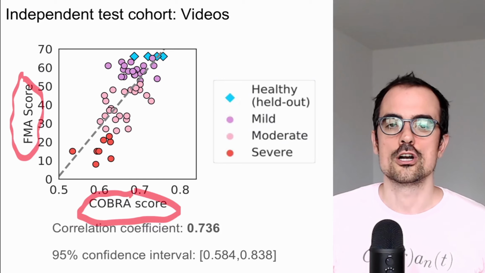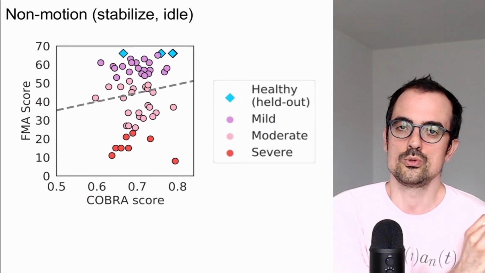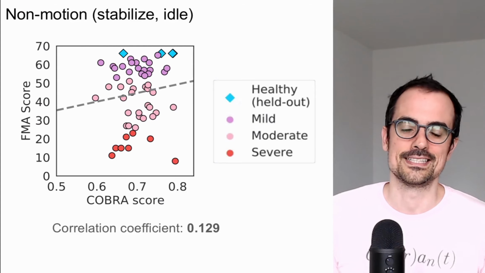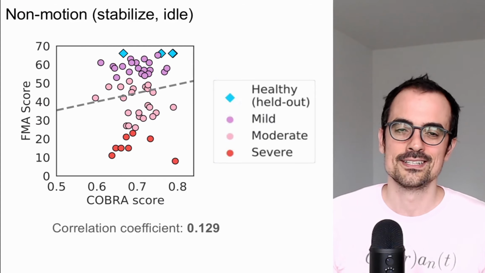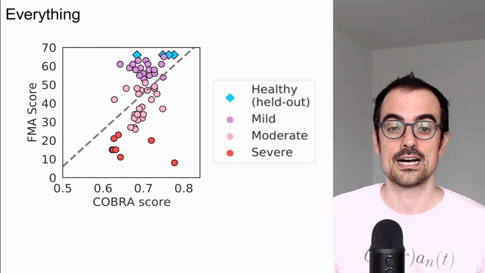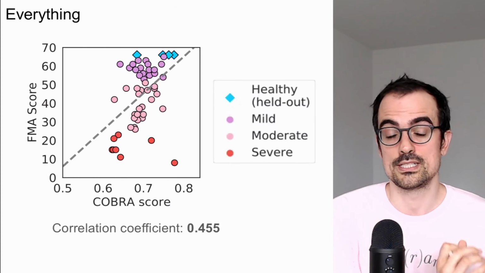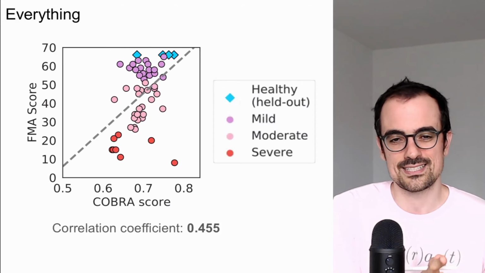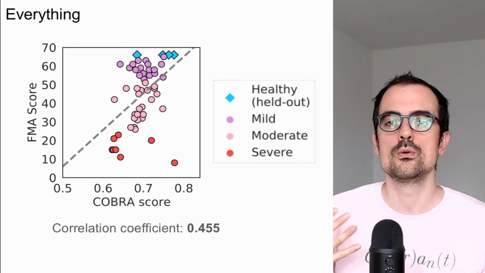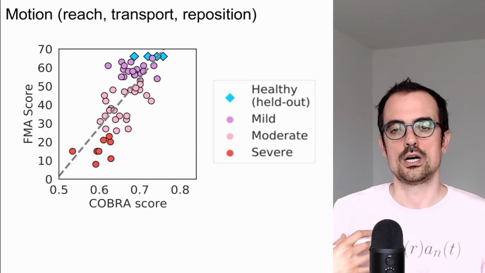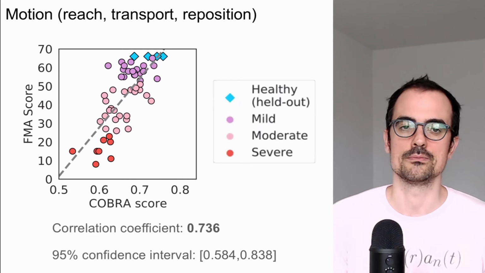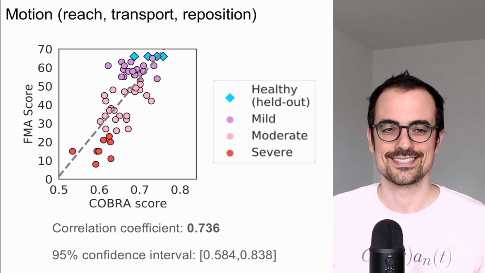The same phenomenon occurs again where this works well as long as we use the motion primitives. This is what happens if we use the non-motion primitives. It's a disaster. The correlation here is not even statistically significant. And if we use everything, in this case this is actually a mistake because the results get dominated by these non-motion primitives. We get some correlation, almost 0.5, but it's not that strong. This really works out when we use the motion primitives to compute our COBRA score, and that's how we achieve this correlation coefficient with the expert-based score of 0.736.